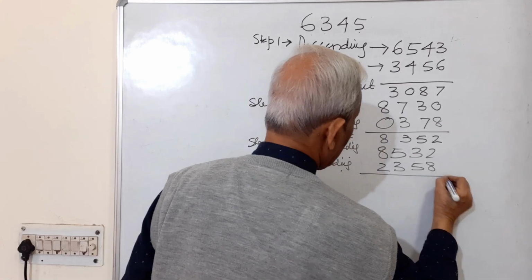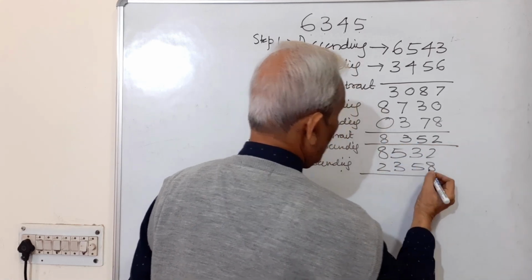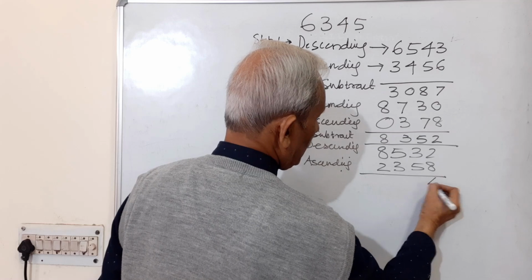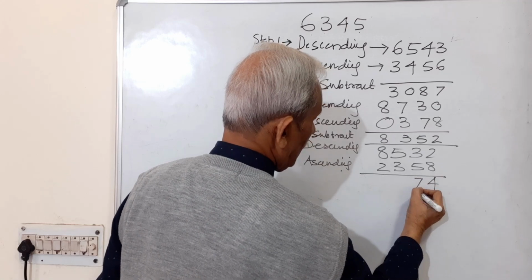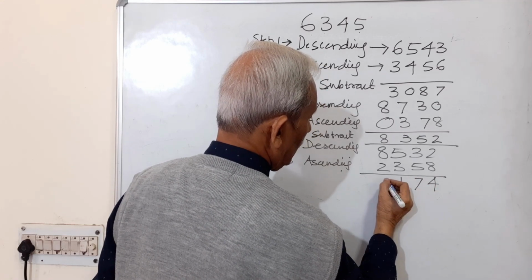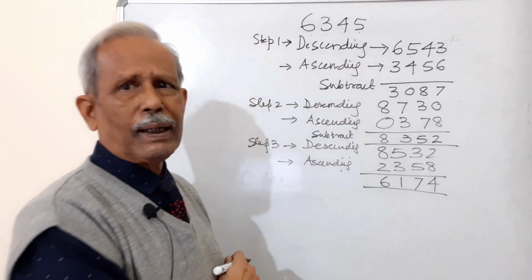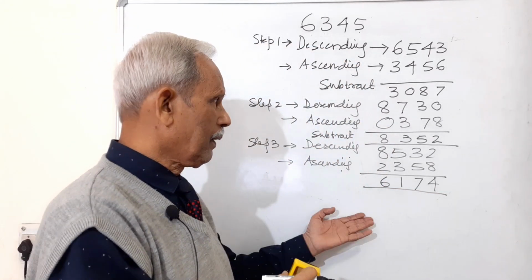Now subtract it from here. 8, 5, 3, 2 minus 2, 3, 5, 8. You get 6, 1, 7, 4. This is one result we have got.